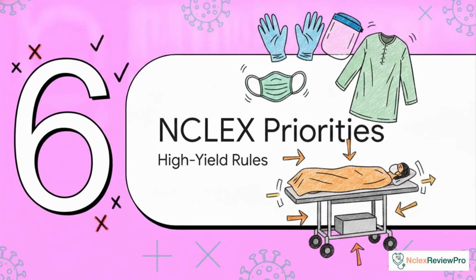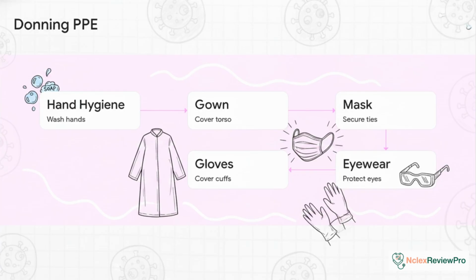Finally, Section 6, High-Yield NCLEX Priorities. Okay, you will absolutely see questions on the exact sequential order for putting on or donning your PPE.